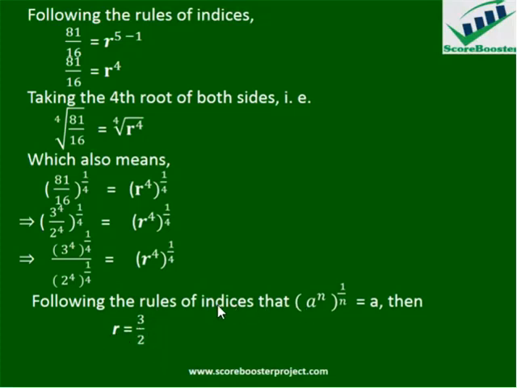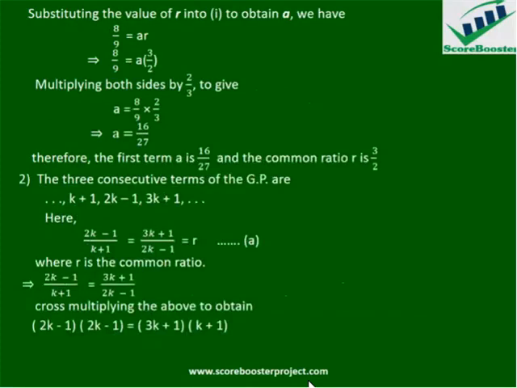Now, we substitute the value r equals 3 over 2 into any of the equations, that is, either equation 1 or 2. So here we choose to substitute the value of r into equation 1 to obtain the first term, and the statement for equation 1 is 8 over 9 equals ar. We know the value for r is 3 over 2. We substitute. It implies that 8 over 9 is equal to a multiplied by 3 over 2.